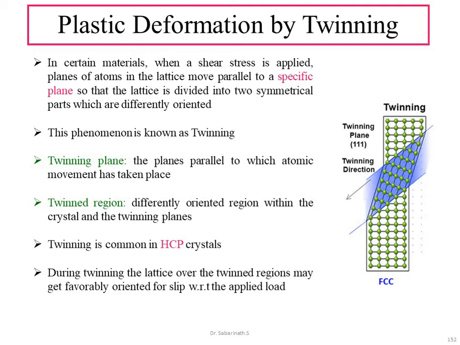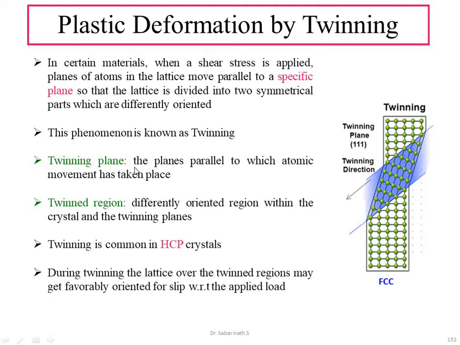Now let us see the next deformation, that is deformation by twinning. Here, in certain materials, when shear stress is applied, the planes of atoms in the lattice move parallel to a specific plane, so that the lattice is divided into two symmetrical parts which are differently oriented. If we take some XRD for this, we can see that the crystal structure has a different orientation. This phenomenon is known as twinning.